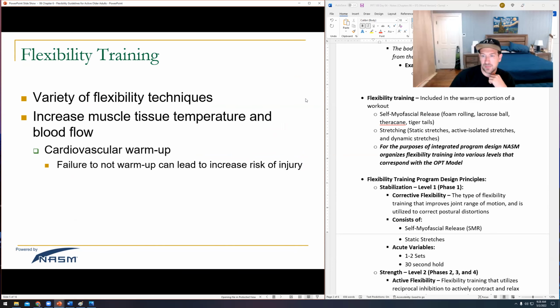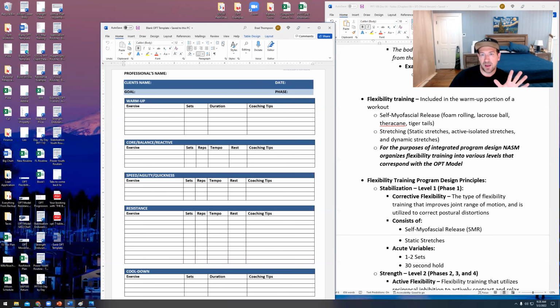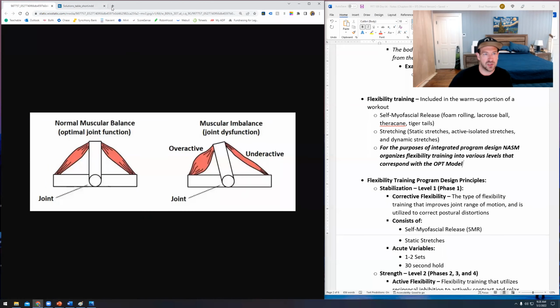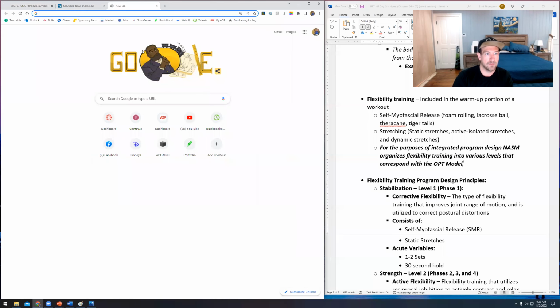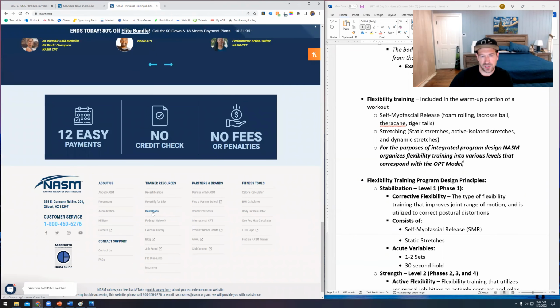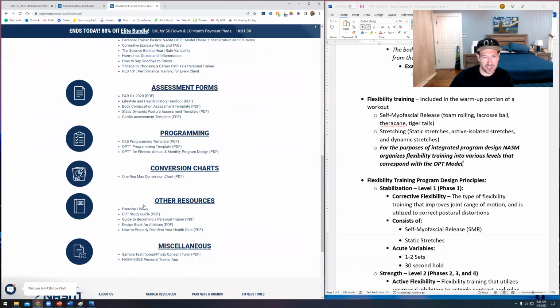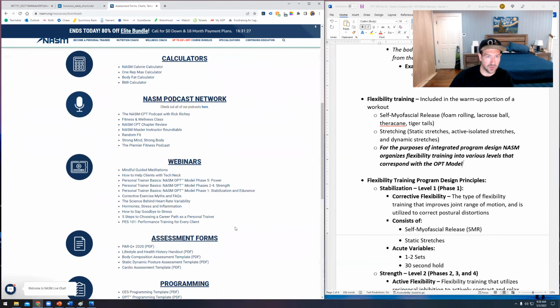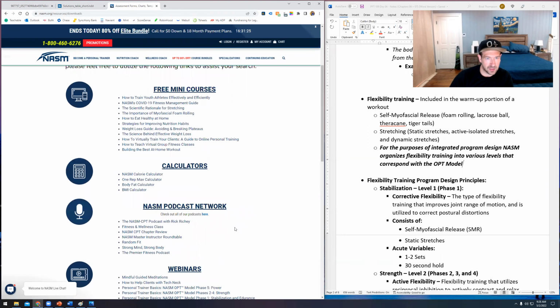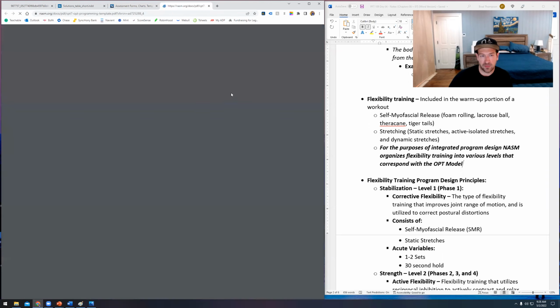So when we're looking at flexibility training, right, this is included in the warm-up portion of the OPT template as we're looking at our way to build this. And I will actually, you know what? Here's my version. I do want to just show you guys. If you go to nasm.org and you want to download this yourself, all you do is go down to trainer resources, go down to downloads, and then right here, where is it? Programming. Where is the word programming? Ah, there it is. Right here, here's your program template, right?